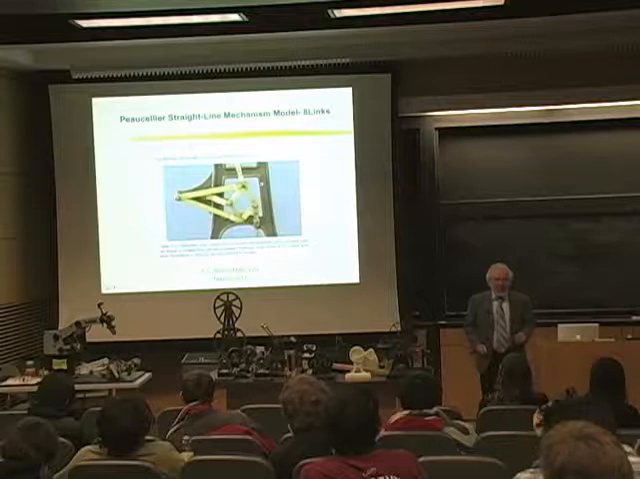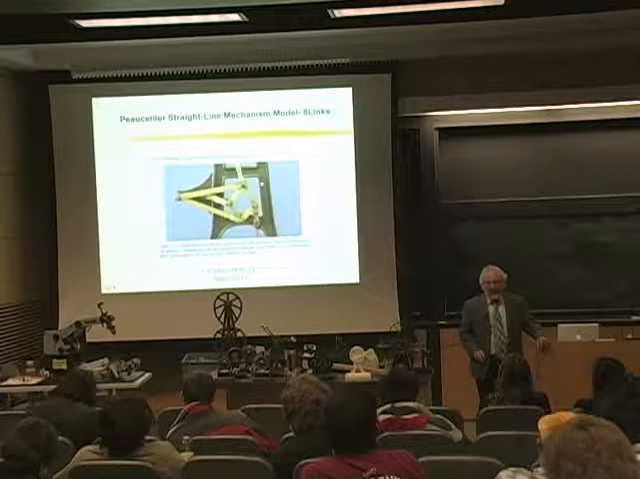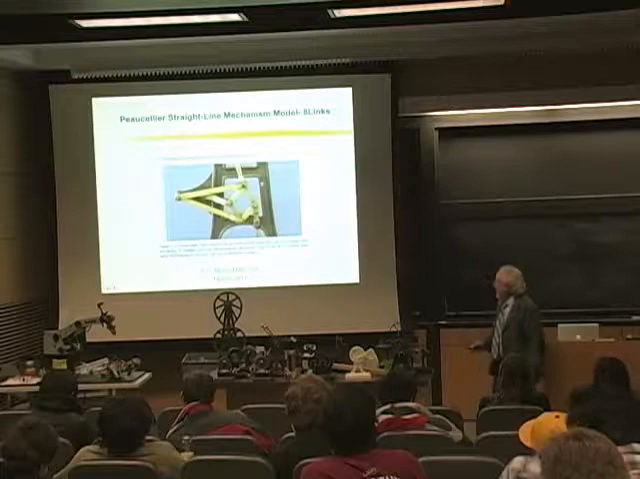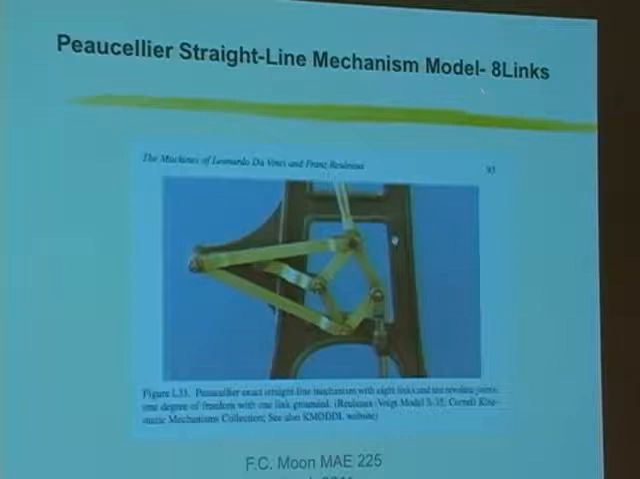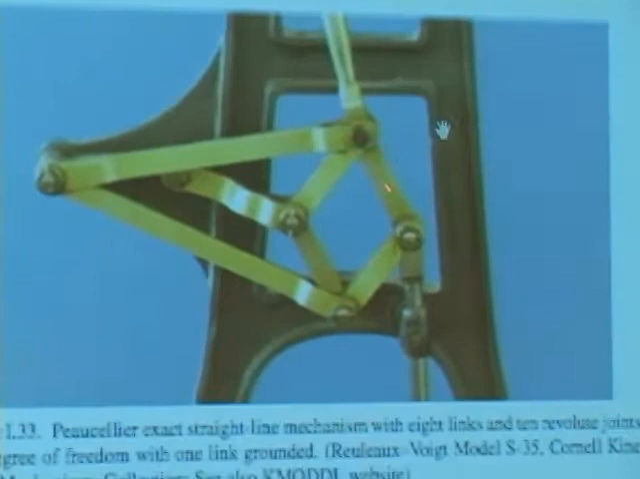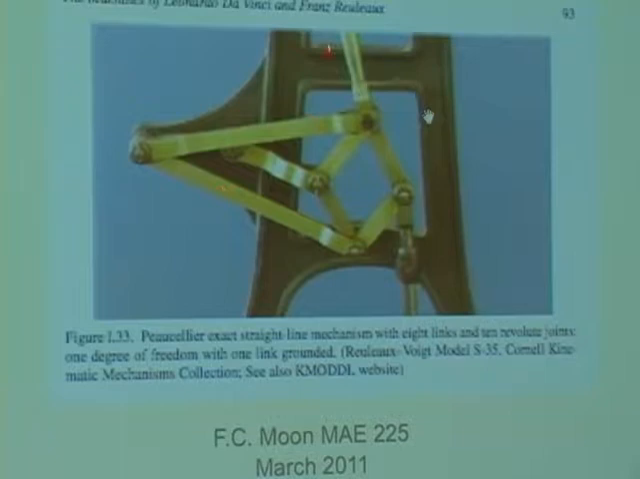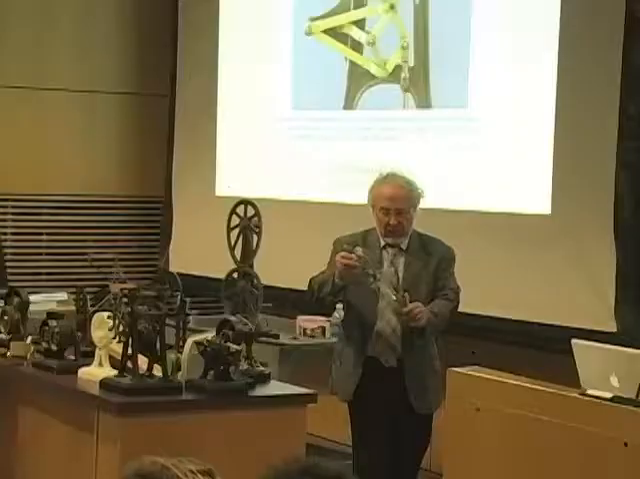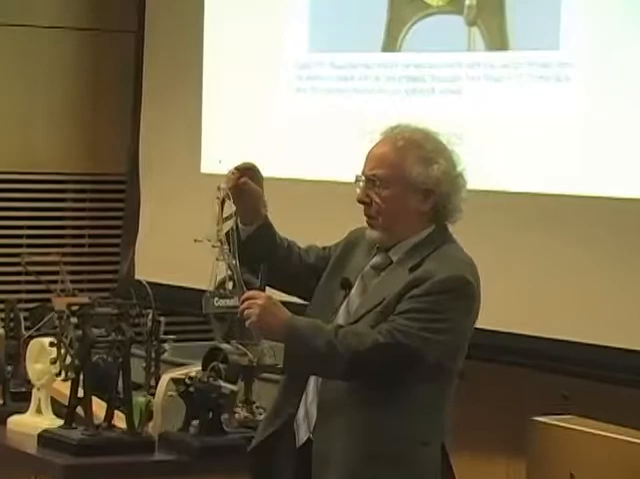Another idea was that you could use mechanisms to create various mathematical functions. This is a very famous one called the Peaucellier-Lipkin straight line mechanism. Again, it's eight links here. And here you see, this is the mechanism right here. And if you move this in an arc here, this point will go up and down in a perfect straight line. And you get four links here, five, the base is six, seven, eight. This is just the driver here. So this is an eight link mechanism, and it's one of the models in the Reuleaux collection S35. And we have one of them here that was replicated in Professor Lipson's lab, and you see it right here.